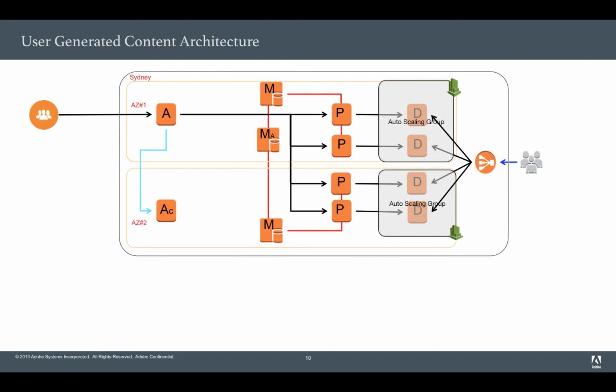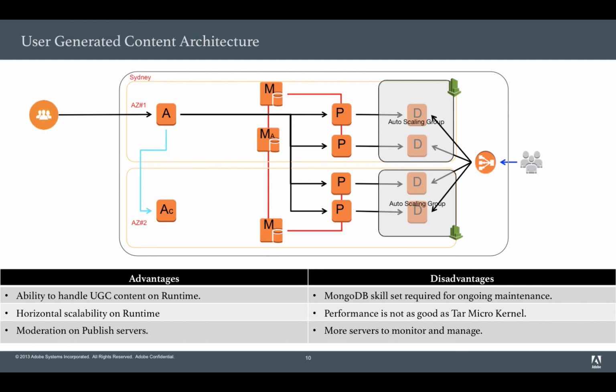The advantages and disadvantages of this setup. On the advantages side, we can manage UGC more effectively with this architecture. We also have horizontal scaling on the runtime with MongoDB and the publish servers, and moderation can be done specifically on the publish servers now. The disadvantages are that you need the MongoDB skill set to manage the service, and since you're not running microkernel on your runtime, there is a slight lag in performance, and you also need to monitor and manage more servers now.